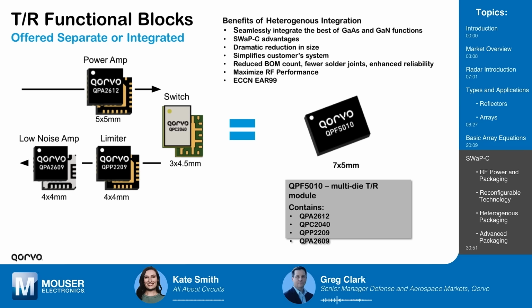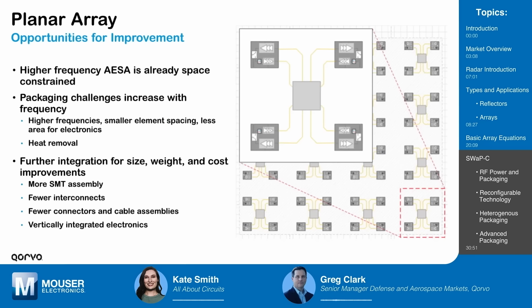So there's your size and weight advantages. You're getting the power advantage because you're using GaN. Cost, ideally, it should be a lower cost solution. Even if it's a higher priced solution at the component level, it should be a lower cost solution at the system level. Because again, you're not having to source 4 pieces, you're having to source 1 piece. Right. And that should result in cost reductions. Dramatic reduction in size, simplifies the customer system, maximizes RF performance.